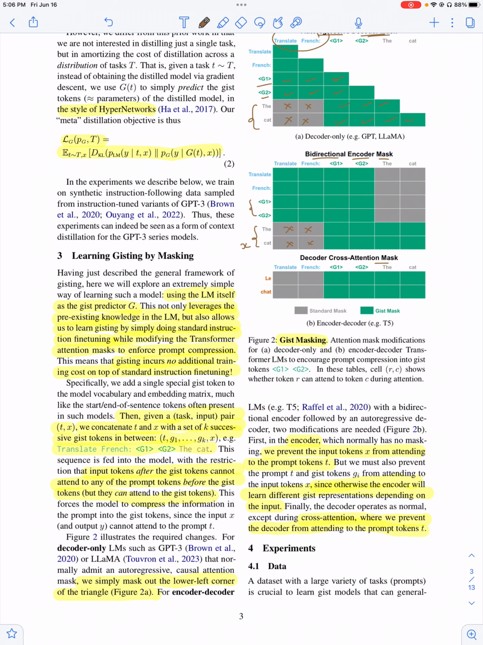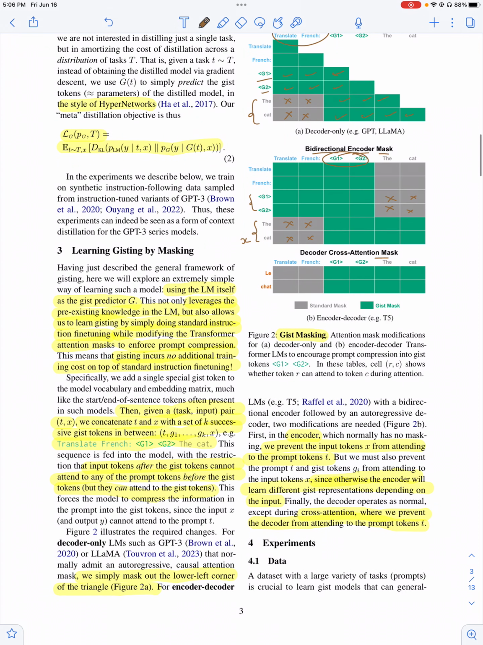The gist tokens, on the other hand, can pay attention to the prompt tokens, but you don't want the gist token to pay attention to the input. And this is because you don't want any of the representations of the input to basically reflect into the gist tokens. The gist tokens are just there to compress the prompts, right? So this is the modification you would do for attention on the encoder side.